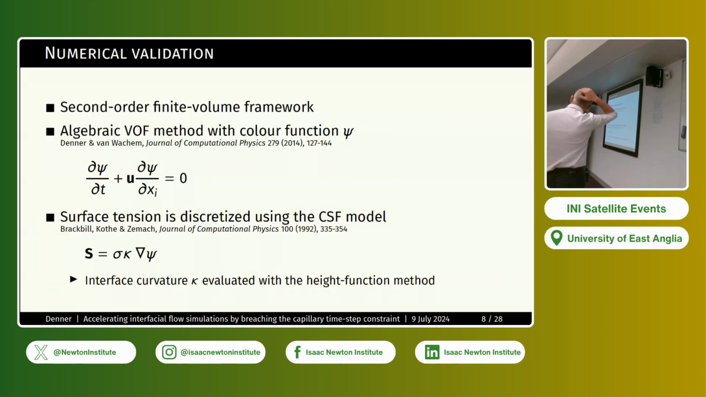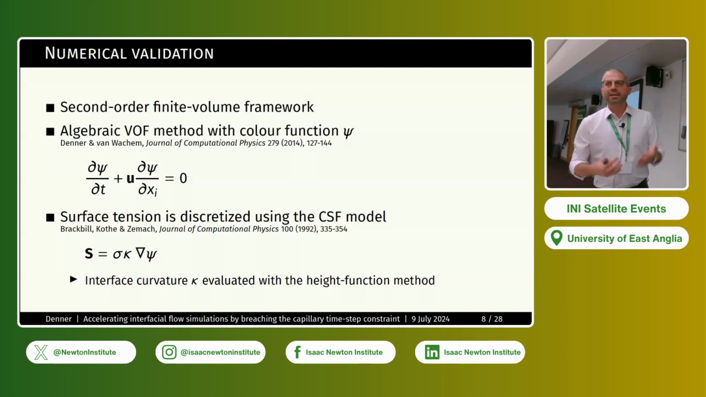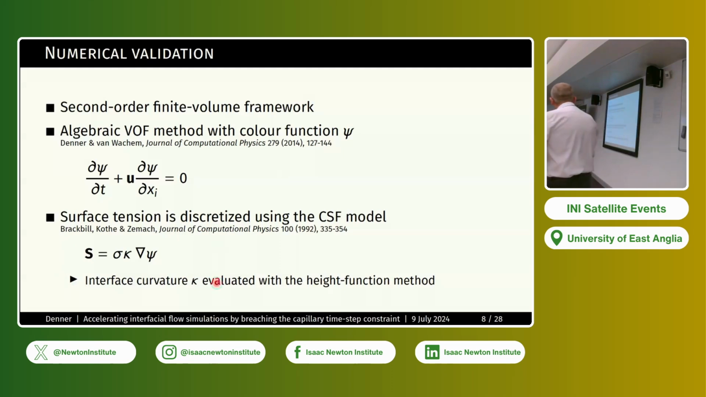So what we used for numerical validation, and I'll go a bit more into the numerics later on, is a standard second order finite volume framework. In this case, we used an algebraic volume of fluid method. You could replace this with your favorite level set, or a diffuse interface method would do the same thing. And we use the standard CSF model, which still is the state of the art today for surface tension modeling, where we have surface tension coefficient sigma, the curvature of the interface kappa, and essentially what represents a delta function at the interface, the gradient of our volume fraction, or as it's typically known with respect to VOF methods, the color function. And the interface curvature we evaluate with height functions in this case.